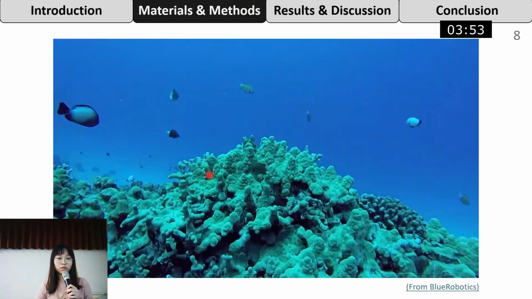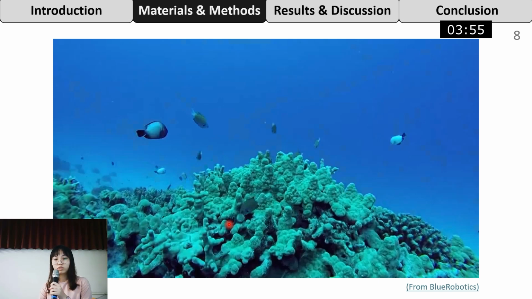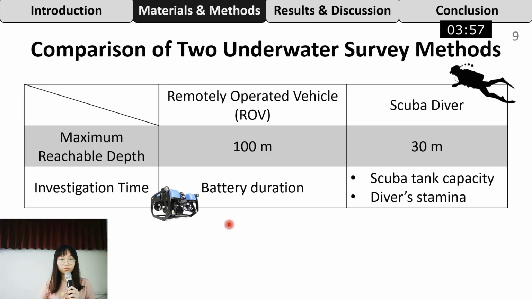And the crew on the boat can remotely control the ROV using an operating panel. Here I will briefly compare 2 underwater survey methods in terms of maximum reachable depth. The ROV used in this study could reach depths up to 100 meters. This refers specifically to the ROV used in this research. Other ROVs may reach different depths depending on their specifications.